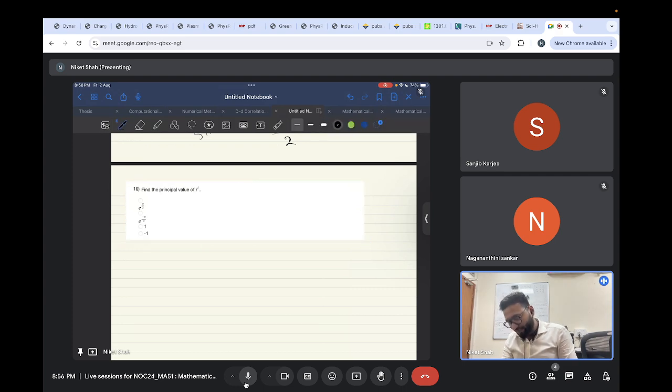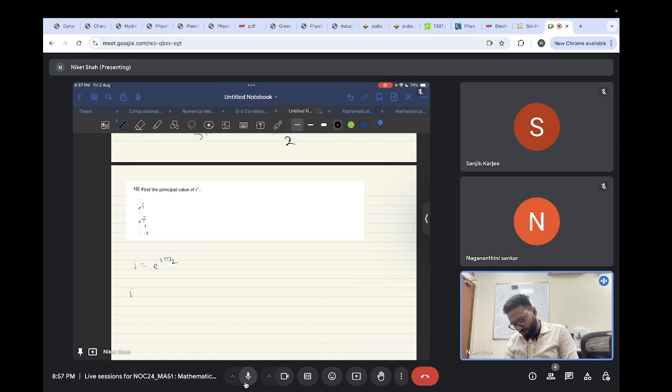So, find the principal value of i raised to power i. Firstly, i we know is e raised to power i pi by 2, right? I can write i as e raised to power i pi by 2.